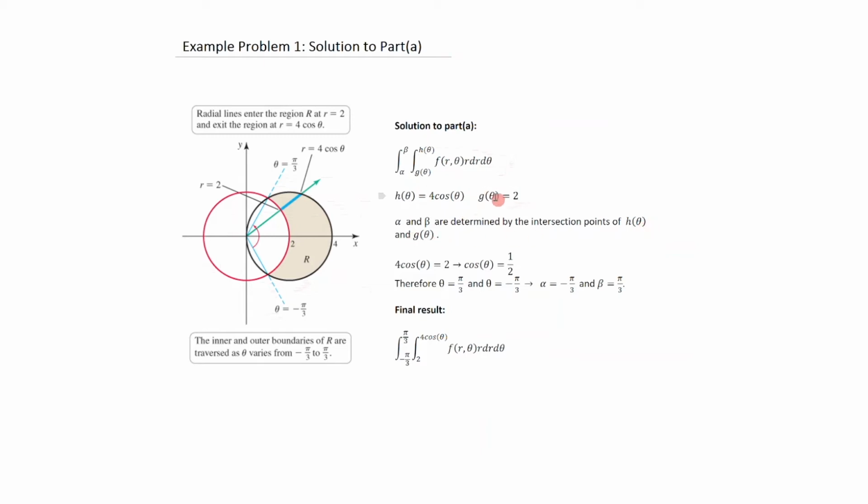All we're doing is equating those two, which is what I've done here. Simplifying gives cos theta equals 1/2, and there are two possible solutions: theta equals pi over 3, and theta equals minus pi over 3. So the lesser of the two, minus pi over 3, will be alpha, the lower bound on angle, and pi over 3 will be the upper bound, beta. We can substitute this into the integral, and this integral is more or less ready for computation.